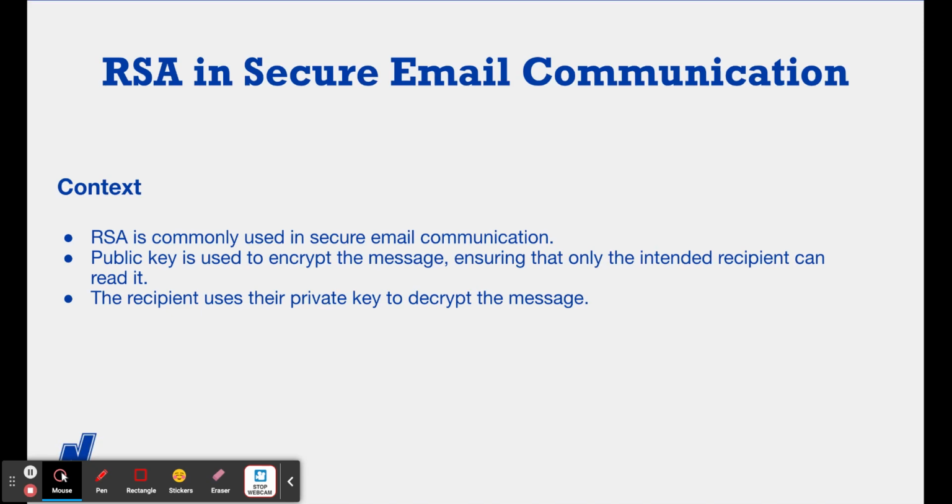Here's how RSA can facilitate this. Bob generates a pair of keys, both public and private, and shares his public key with Alice, while keeping his private key secure and secret. Alice uses Bob's public key to encrypt the email. This encrypted email can now only be decrypted using Bob's private key. Bob receives the encrypted email and uses his private key to decrypt the message and read Alice's email.